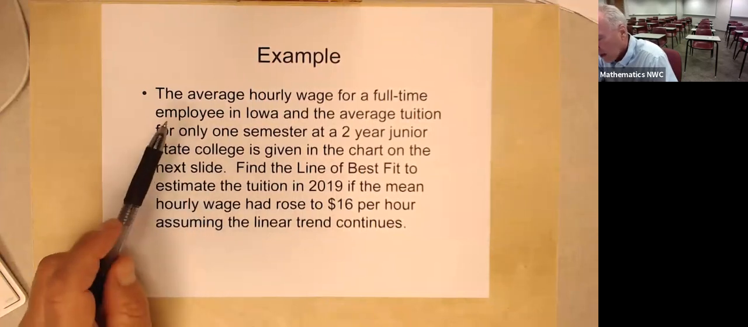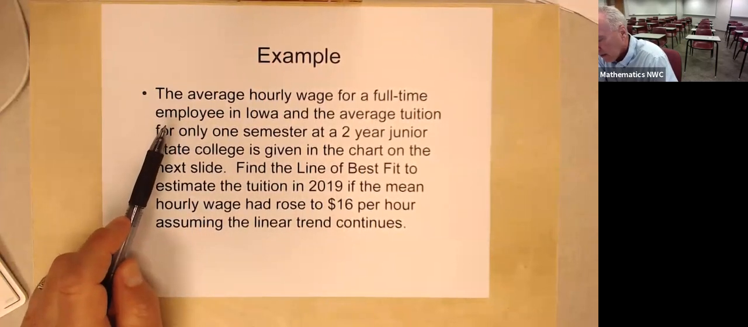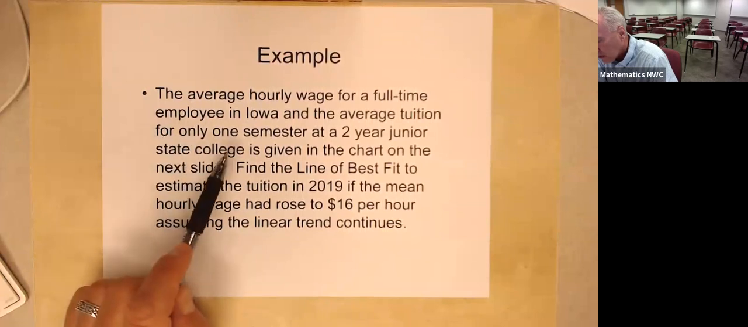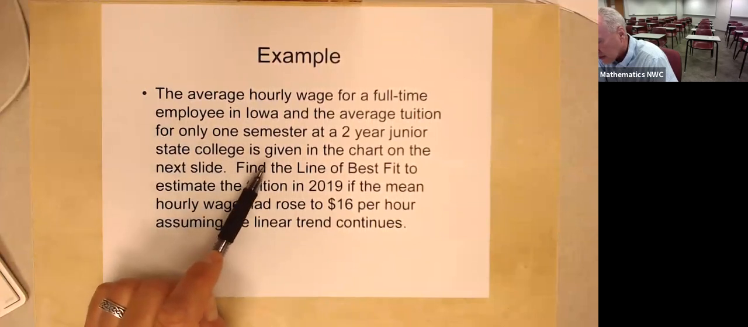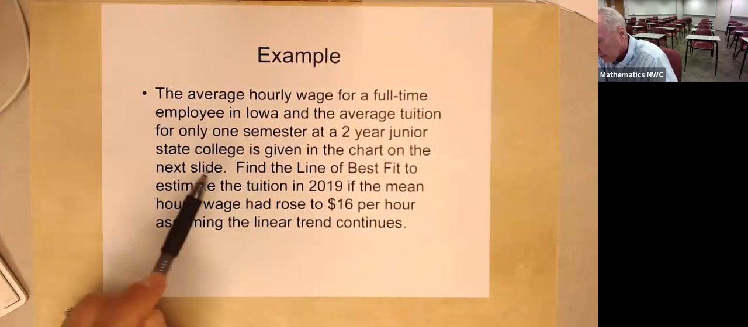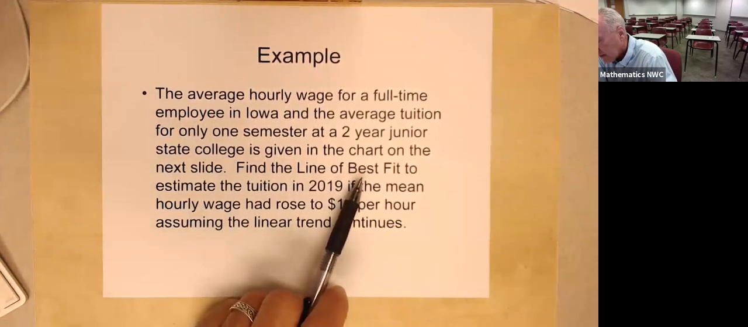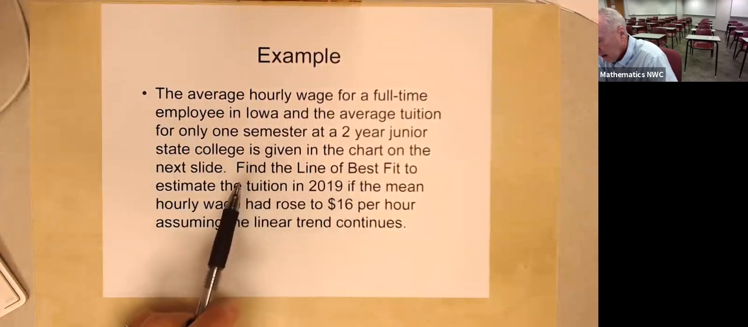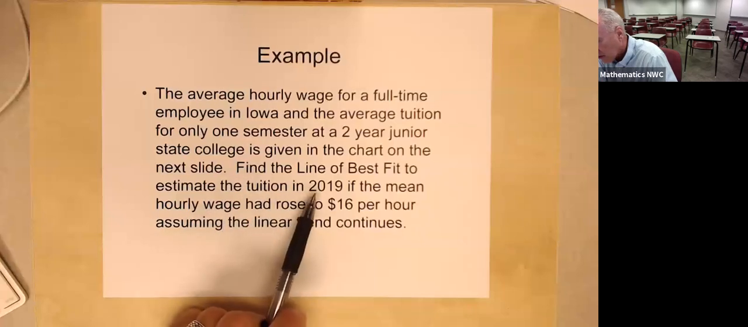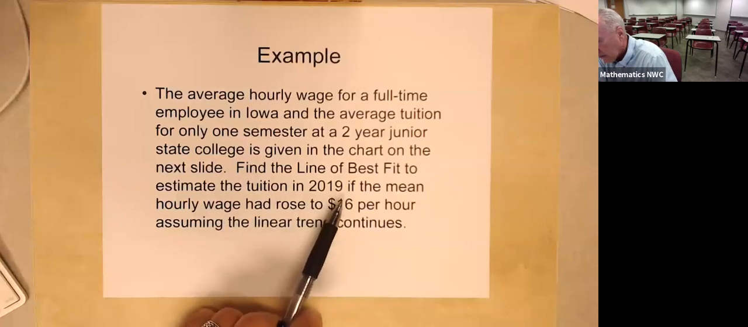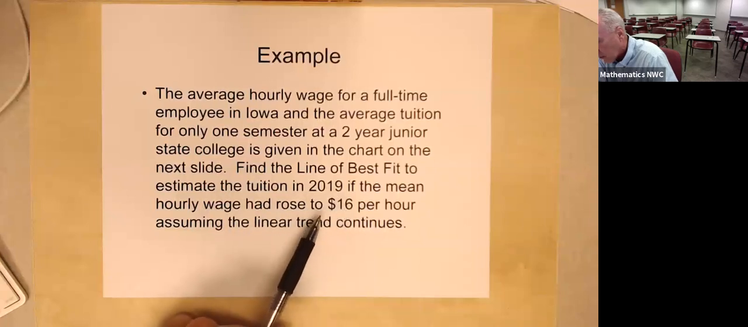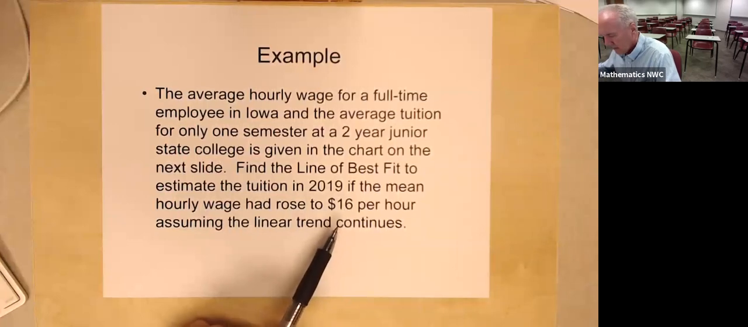The average hourly wage for a full-time employee in Iowa and the average tuition for only one semester at a 2-year junior state college is given in the chart on the next slide. Here we go. Find the line of best fit. That's y equals mx plus b. I get my calculator to help me. We want to use it to estimate the tuition in 2019 if the mean hourly wage had risen to $16 per hour. Well, here's the data.